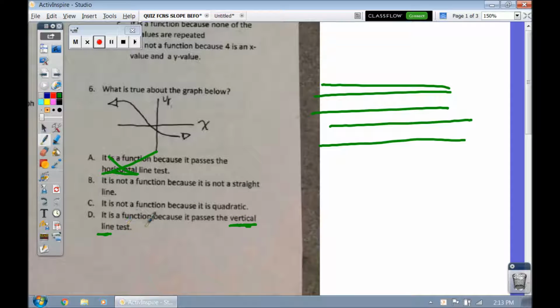So let's see here. It is a function because it passes the vertical line test. So here's your vertical line test. I hit the graph once. I hit the graph once. Every time I draw a vertical line, I am hitting the graph once. That means it is a function. It passes the vertical line test. So our answer is B.